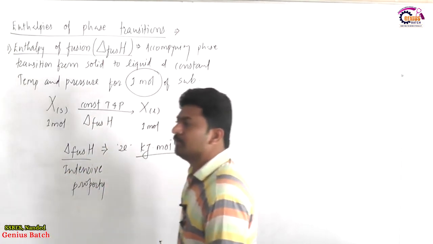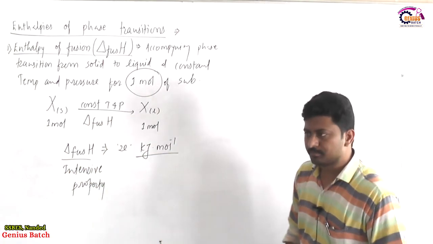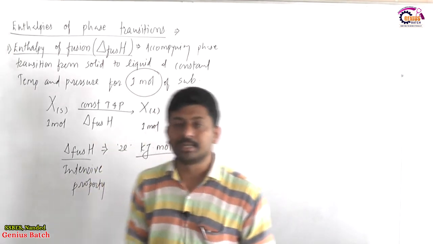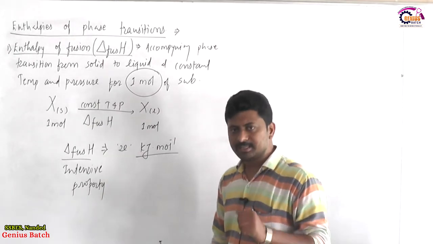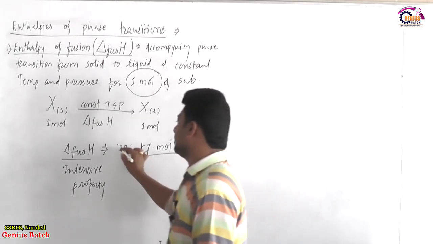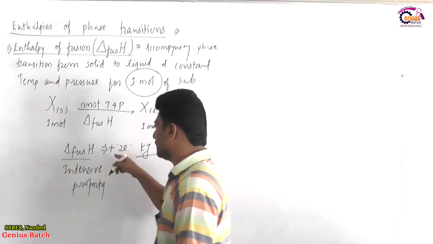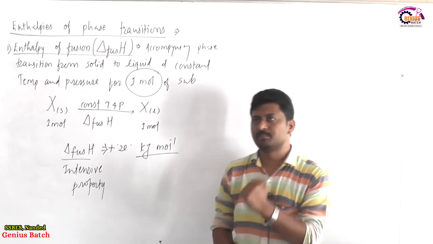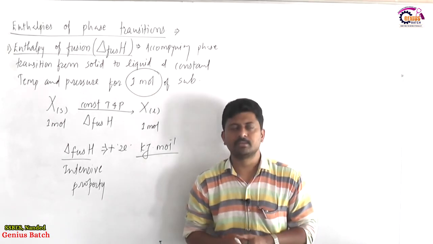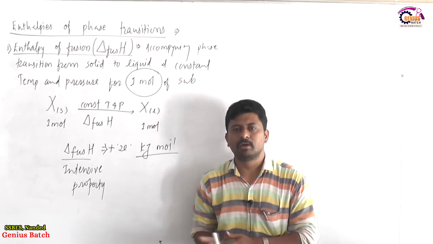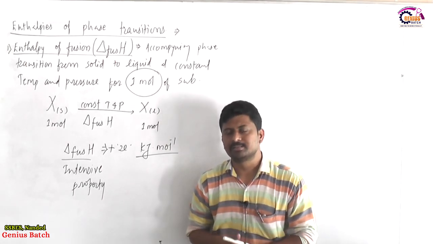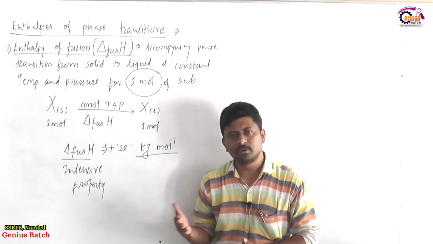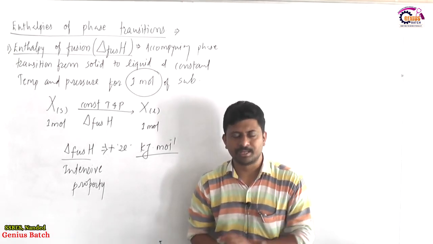And second thing, we are providing heat to the system, the system is absorbing heat from the surrounding. So when heat is absorbed, then the sign for enthalpy change will be positive. This we cleared already. So enthalpy of fusion will be given as plus X kilojoule per mole. It is an intensive property defined for 1 mole of substance. It is the phase transition for 1 mole from solid to liquid at a constant temperature and pressure.